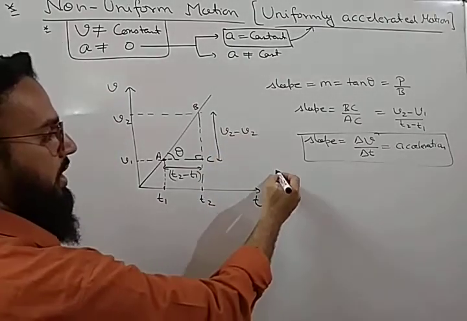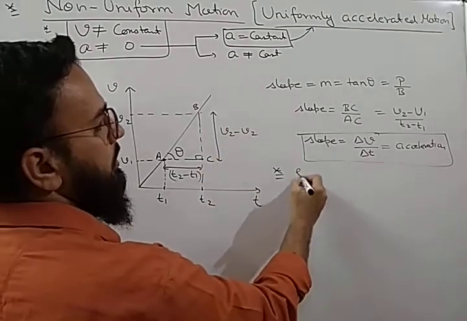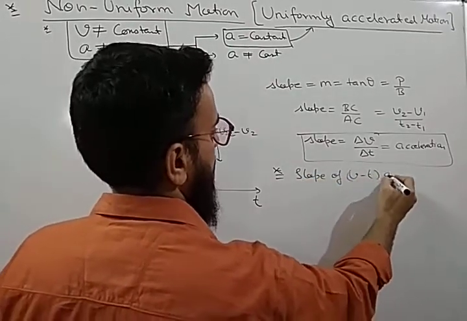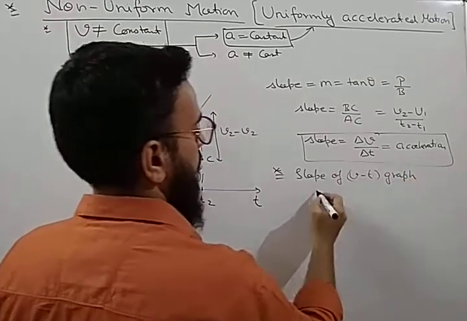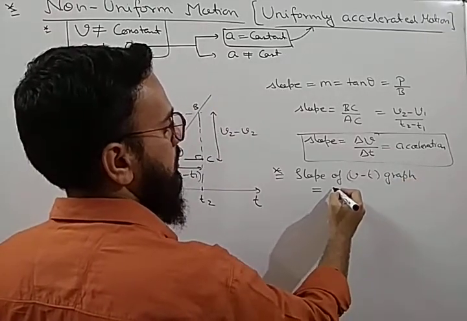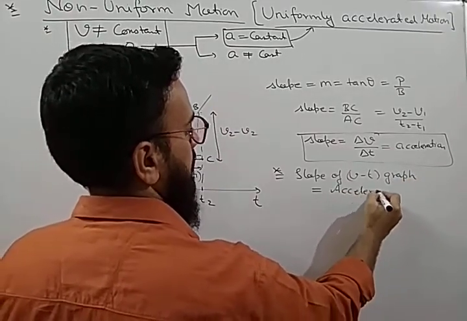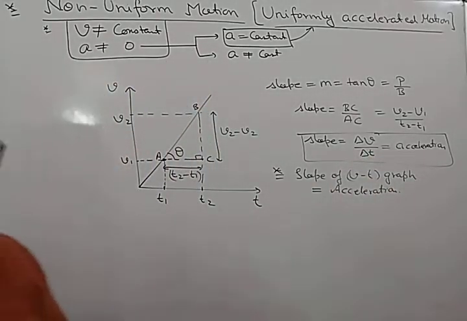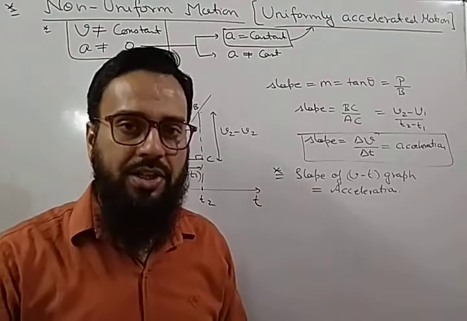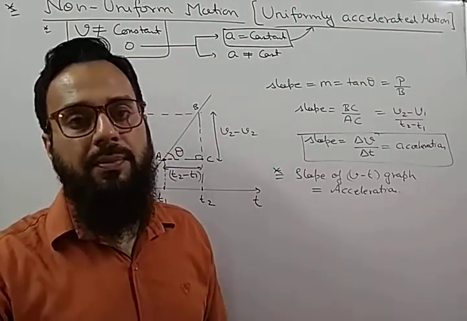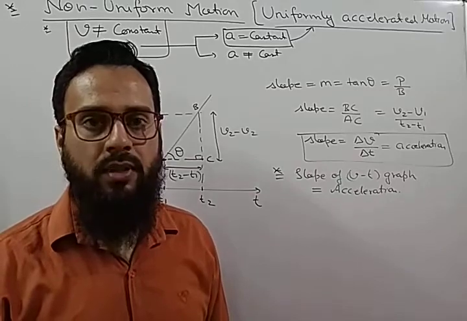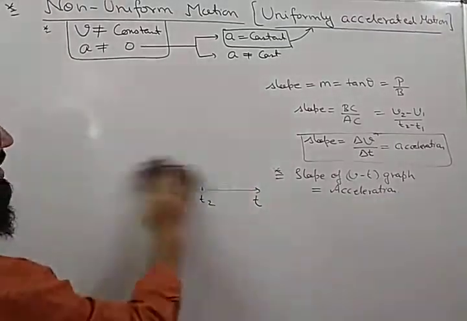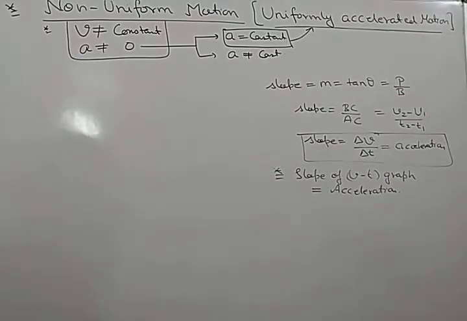So one important point which we came to know here is that the slope of velocity time graph is equal to acceleration. Okay, the slope of velocity time graph is equal to acceleration. If it is positive, then it is acceleration. If it comes out to be negative, then it means it is retardation. Clear? Now the last graph which I am going to discuss is the acceleration time graph of uniformly accelerated motion.